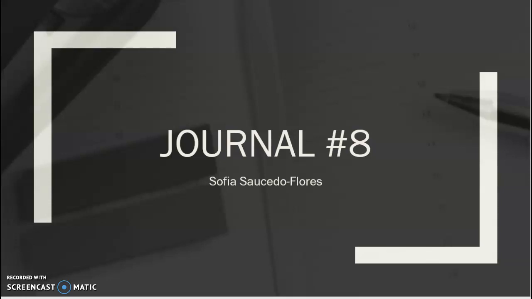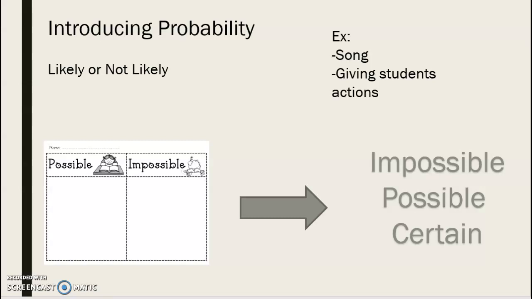So for question number 1, there were two ways that the book spoke about to introduce probability. The first one was likely or not likely, and in this one it stated that we should start off with possible and impossible first. An activity for this one would be playing a song for the kids, and they can choose what can be possible out of the song and what can't be possible.